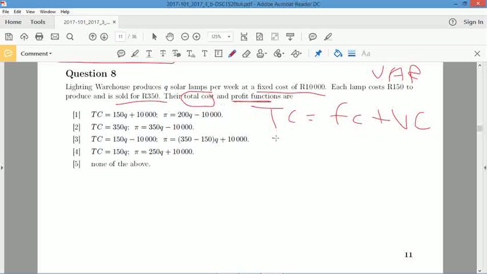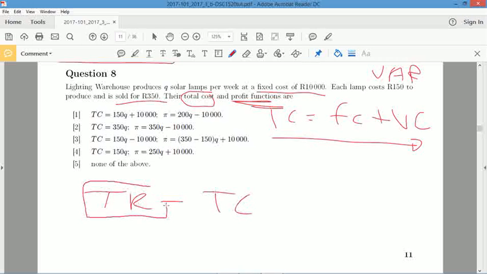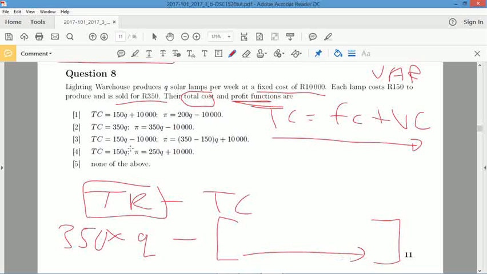So total cost, there's the formula we just need to substitute in. And then profit, well, to calculate profit, I need total revenue minus total cost. Total revenue is going to be price times quantity. I need that in order to work out the total revenue. In the question, it told you that each item will be sold for 350. So I have a price of 350. So 350 times Q minus the total cost function, which we'll look at now because we need to establish what that is. And that will give you the profit.